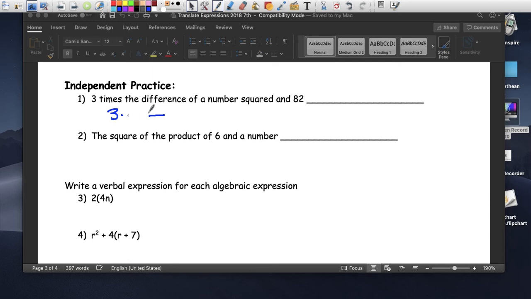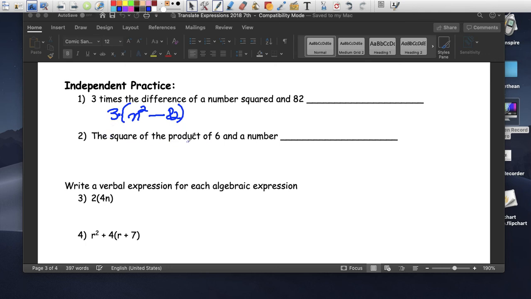So we're going to multiply 3 times the answer of a subtraction problem, and to protect the subtraction problem first, I'm going to put in parentheses. So 3 times, and what are we subtracting? A number squared, or n to the second power, and 82. The first thing we have to do is subtract these two, and then multiply by 3. And in order to do that, I have to protect my subtraction with parentheses.